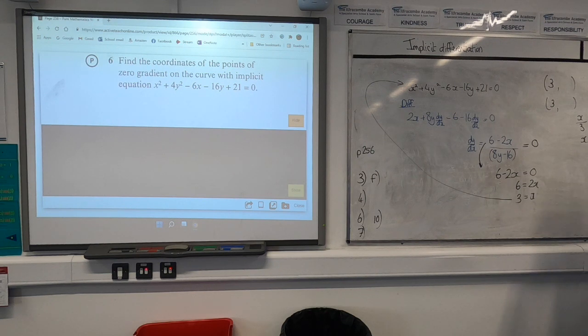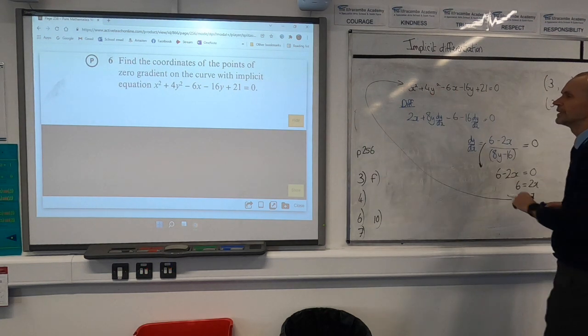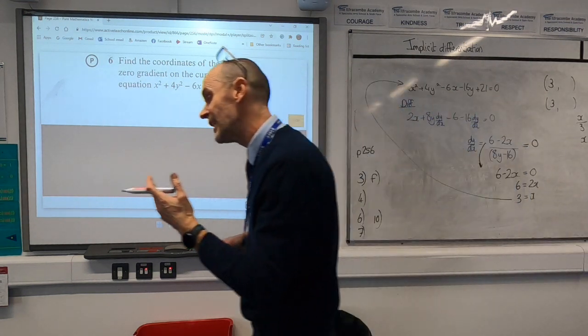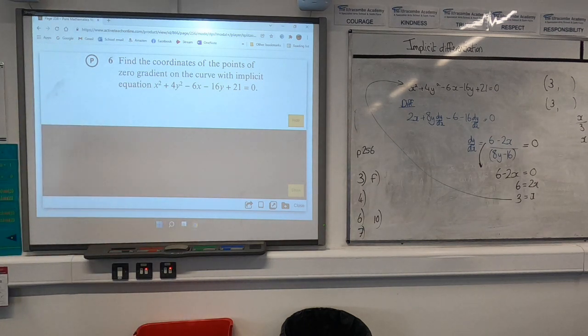The tricky bit though is you're still going to go back to the original function, substitute those x values in, and work out the y values. And this was an easy example of a turning point question because we only had x in our equation. What do you do if you've got x and y in your numerator? Well, that's Tuesday's lesson.